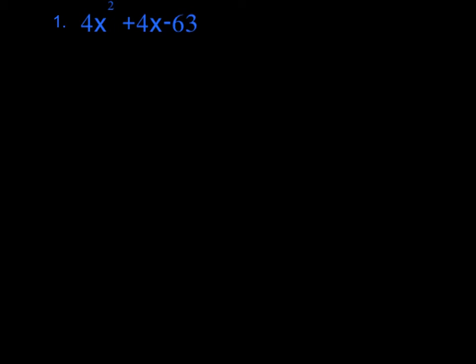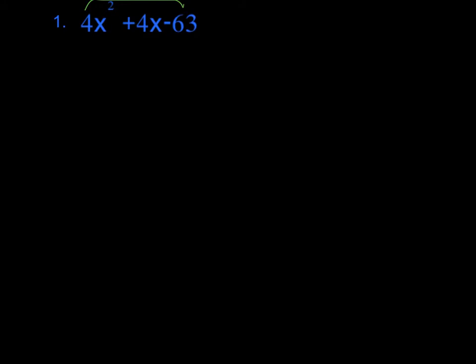As with any factoring, we always look for a GCF first. And if you go through this, you see that there is no common factor that goes into 4 and negative 63. So in that case, we have a trinomial. So I would normally say, okay, let's try AM. However, if you look at this, you can see that the lead coefficient is a 4. So in that case, what we're going to do is our little rainbow.